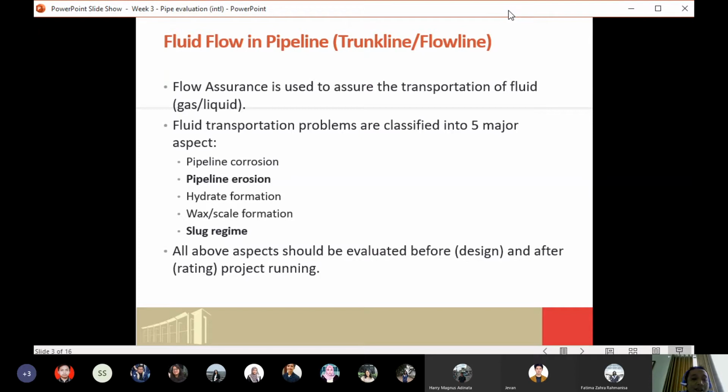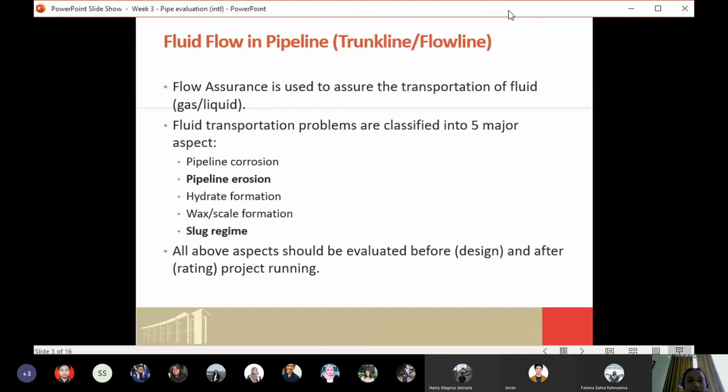All the above aspects should be evaluated before the design, and also when the pipeline already exists and you evaluate a new feed system, or a new well, for example a new fluid, you have to conduct this flow assurance evaluation.